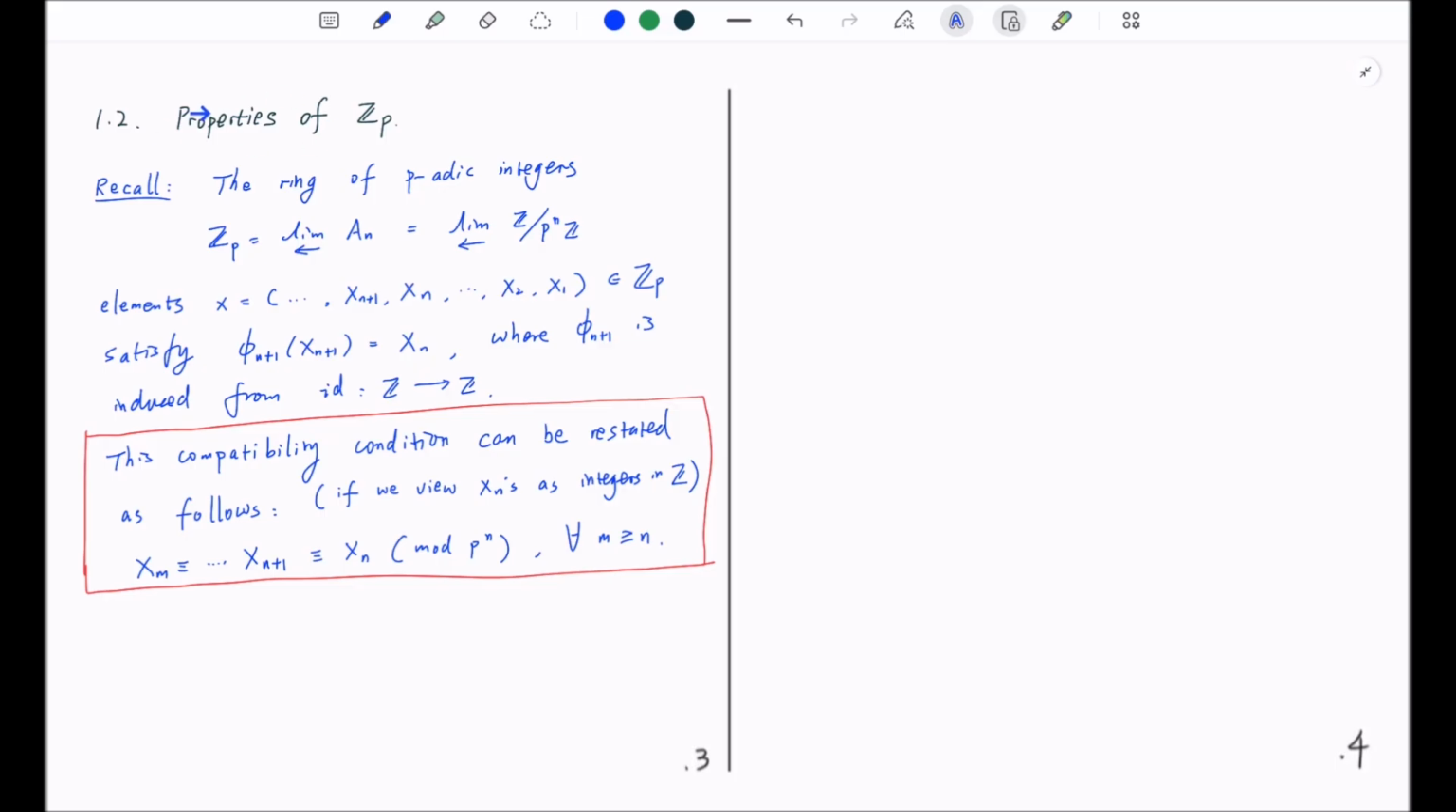And now let us discuss the properties of Z_p. We consider the following map. Let epsilon sub n be the map from Z_p to A_n, where this map is a function that associates to a p-adic integer x its nth component. In other words, this is a projection of Z_p onto its nth component.